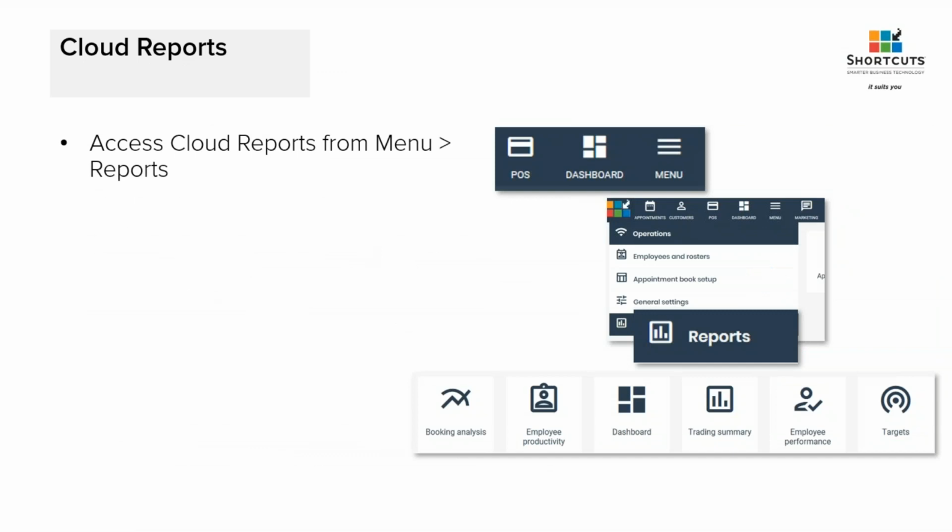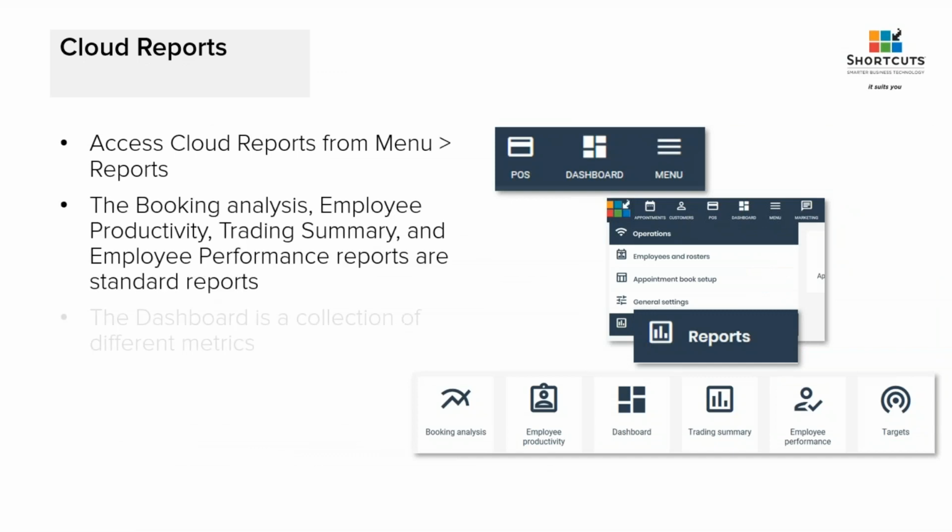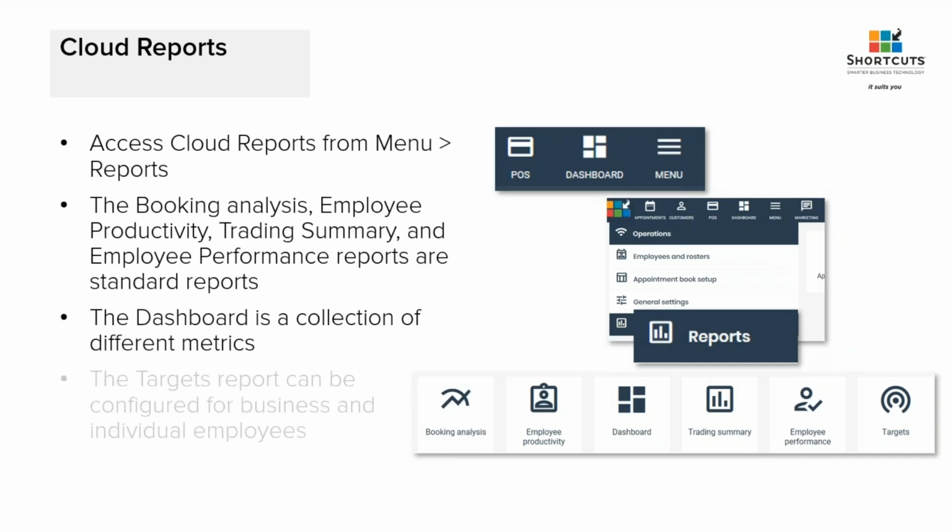So in the cloud, if you go to menu and you go to reports, these are the big ones: your booking analysis, employee productivity, trading summary, and most of you are familiar with the trading summary, employee performance, and even targets. So yes, you can set targets for individual staff members, and you can also set targets for your business, and those are available in the reports.